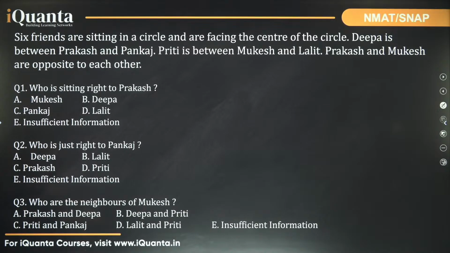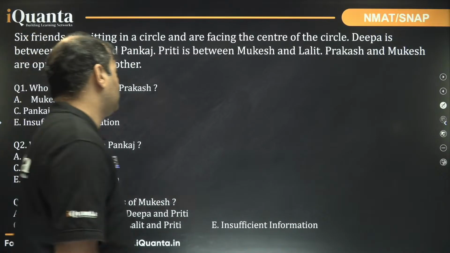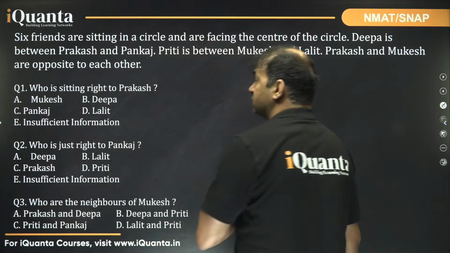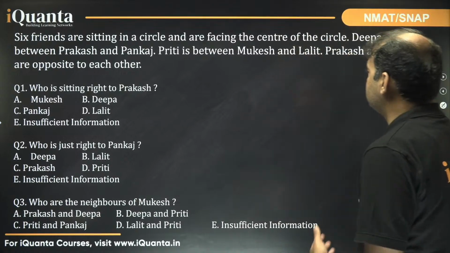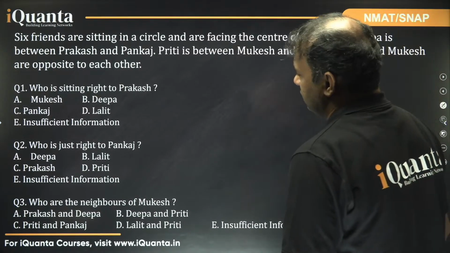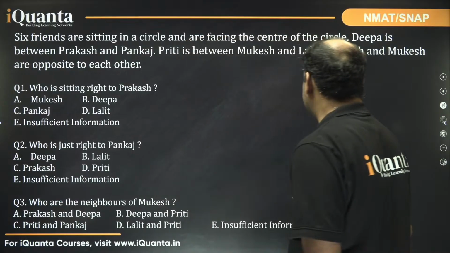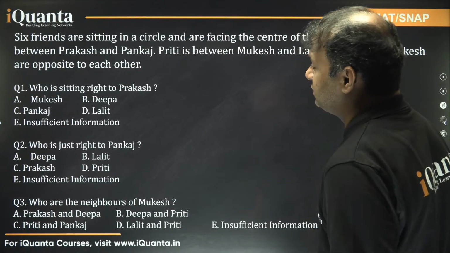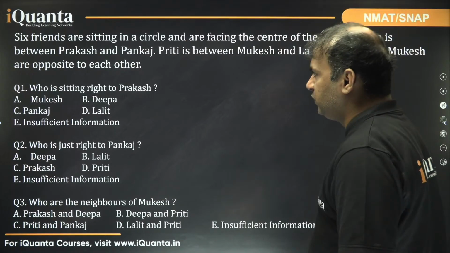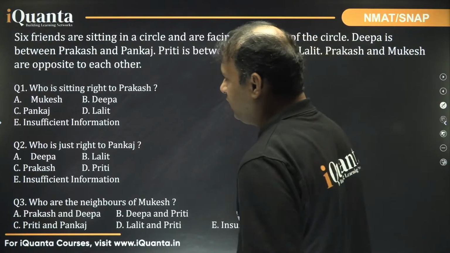Alright, guys, I think I should solve this now, right? So the question is saying that there are 6 friends sitting in a circle and are facing the center of the circle. Deepa is between Prakash and Pankaj. Preeti is between Mukesh and Lalit. Prakash and Mukesh are opposite to each other. Alright, guys, between means the same. Between means who are adjacent, right?